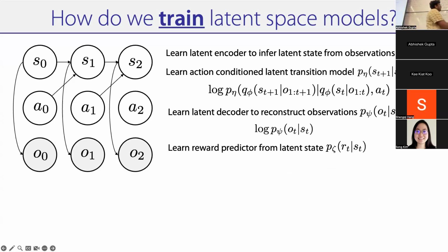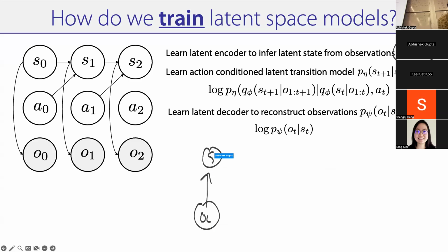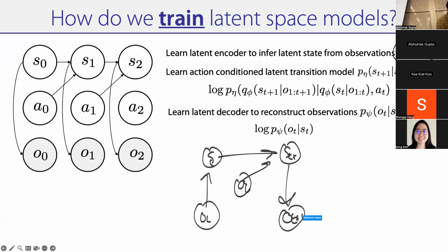So you're often going to learn an encoder, which takes me from OT to ST, a latent dynamics model that takes me from ST to ST plus 1, and then a decoder that takes me from ST back to OT. The idea is that I lift from OT to ST, do a bunch of prediction in ST space, never coming back down to OT, and then finally come back down to OT to ground everything.